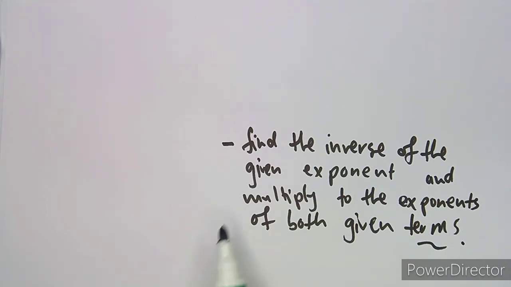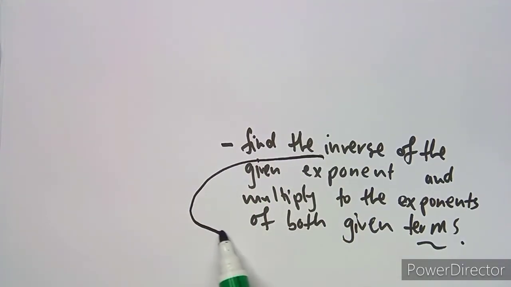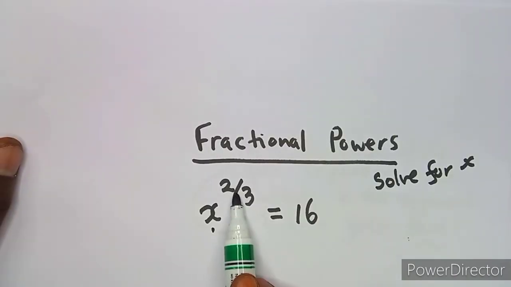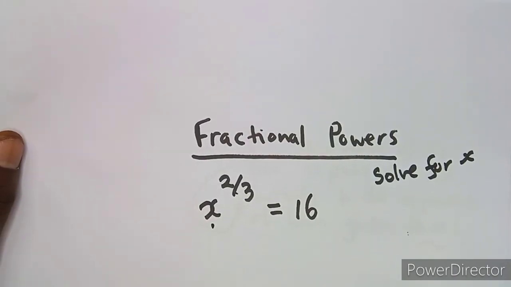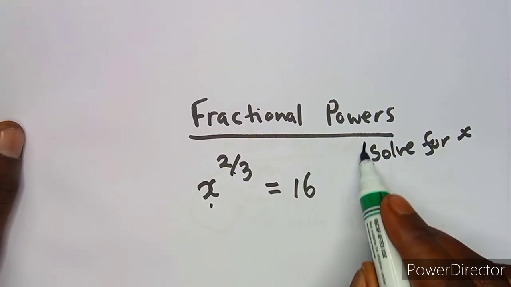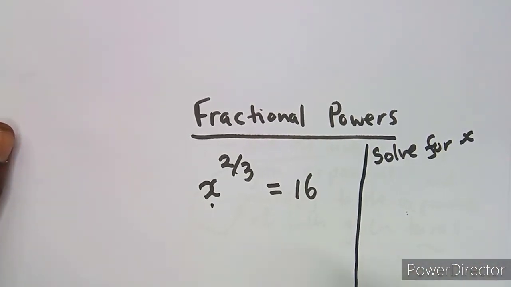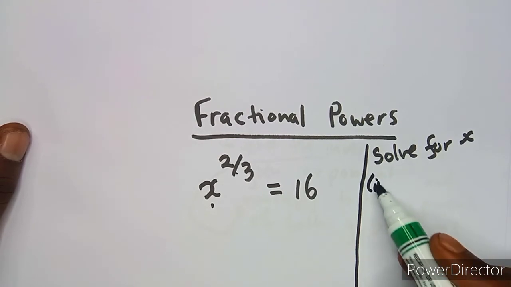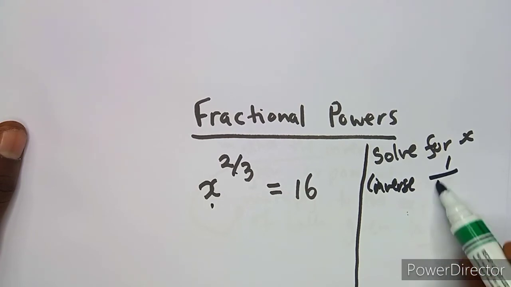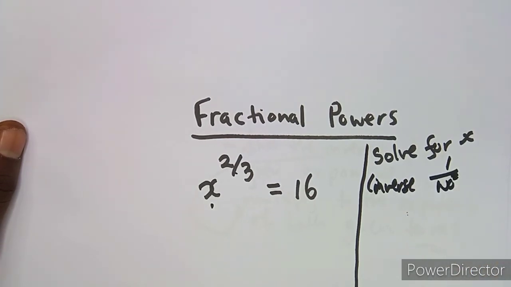What are you multiplying with? You're multiplying with the inverse. This is the inverse that is actually multiplying both. So how do I determine this inverse? This is the exponent that I'm given, and my exponent is 2 over 3. So you have to find the inverse of this number first, which is the exponent. To find the inverse of a number is simply 1 over the given number. That's the inverse of a number: 1 over that number that you want to find the inverse of.